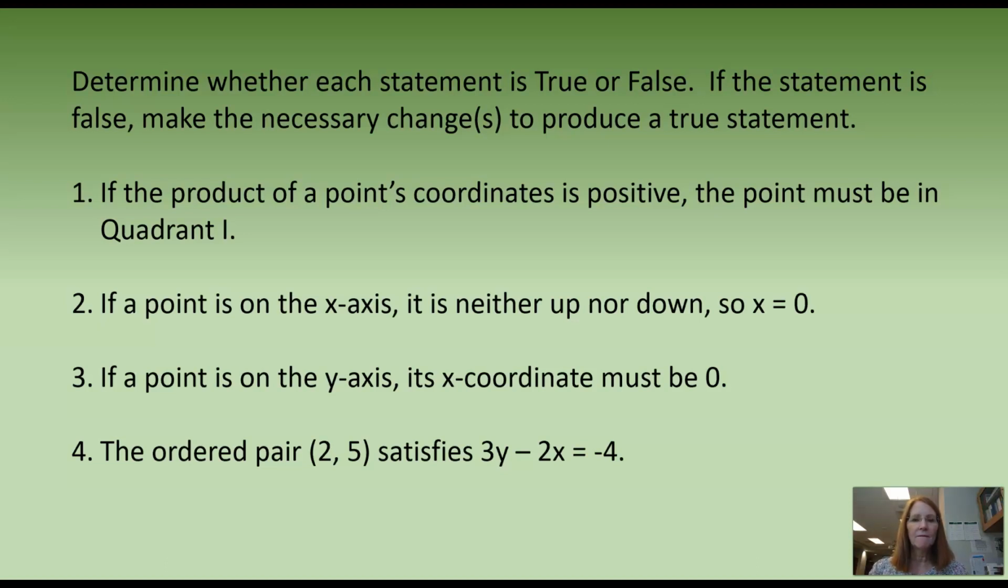I believe this is false because I can think if I had the coordinates (-2, -2), that would put me in quadrant 3. And if I took the product of -2 and -2, that would be positive. So I believe that statement 1 is false, and the point could be in quadrant 1, but it could also be in quadrant 3. So I could change this statement to say if the product of a point's coordinates is positive, the point is either in quadrant 1 or quadrant 3.